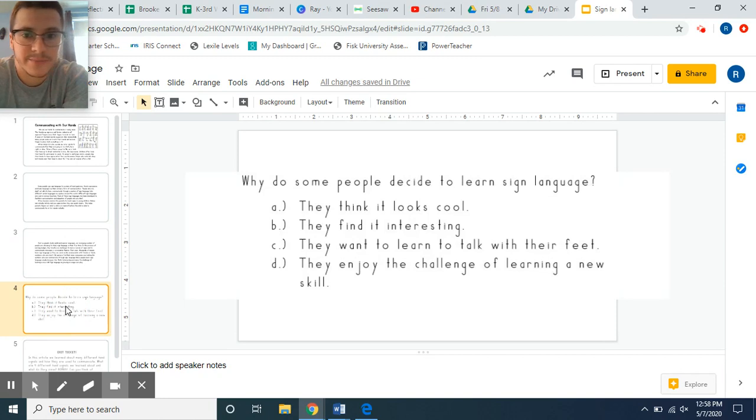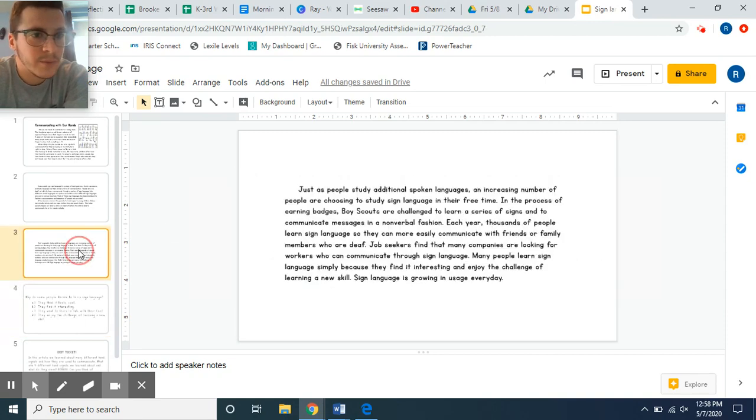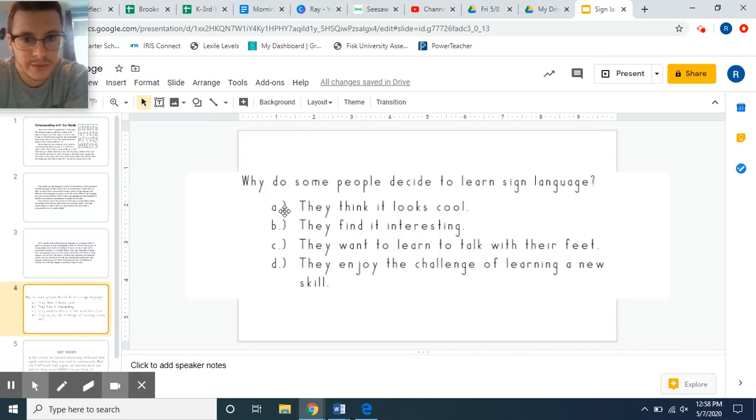So let's go back to our options. Why do some people decide to learn sign language? They think it looks cool. Now, this may be true, but when we were reading this paragraph, that was not mentioned in the paragraph. So remember, when we're figuring out answers to multiple choice questions, the choice needs to be found in the article. It can't be what you think. It needs to be something that's found in the article or in the text. So because that answer cannot be found in the text, we're going to cross it out because we know that that is not one of the answers. Cross that out right there.